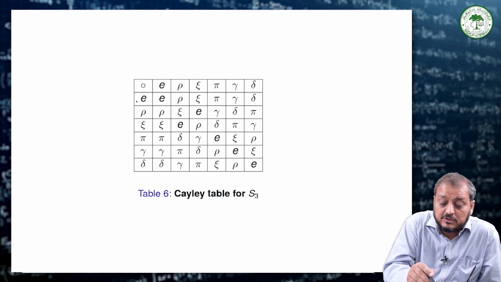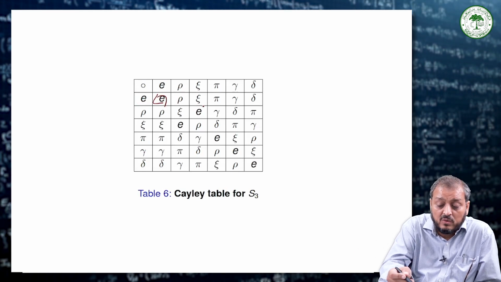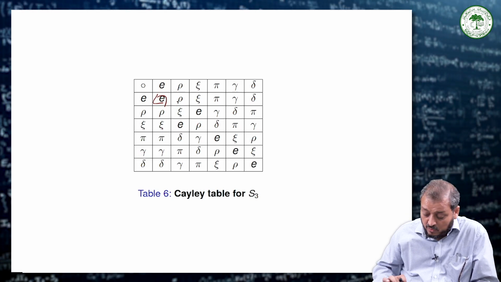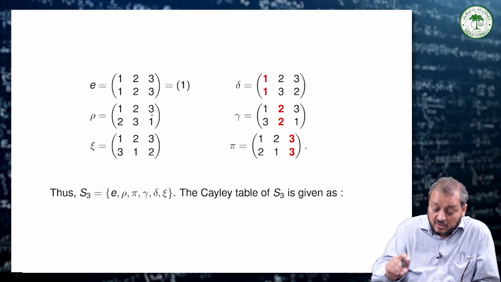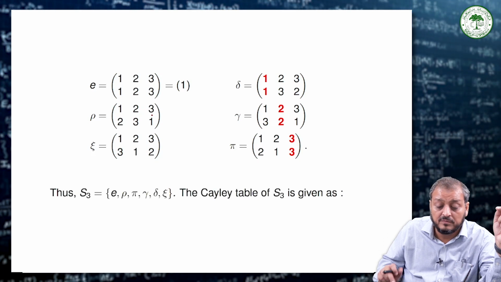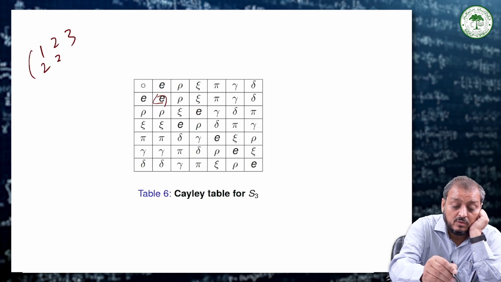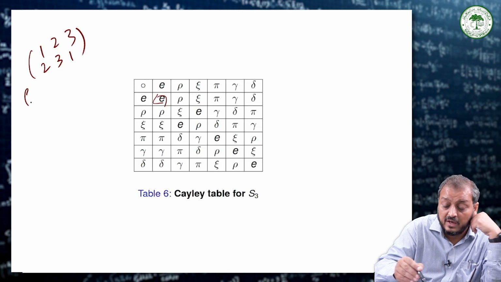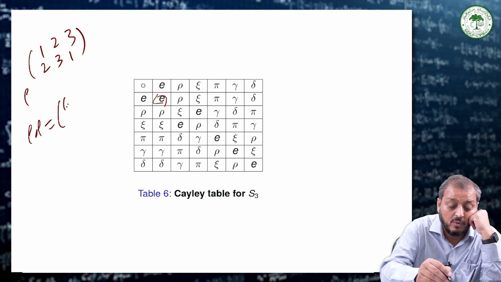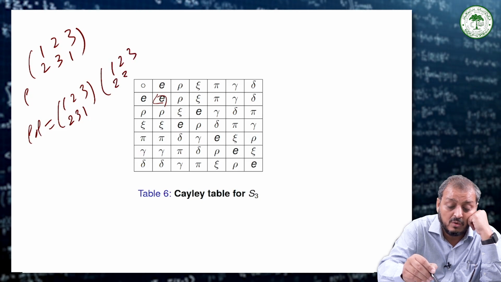Now we take the composition of identity and identity, which is equal to identity. The identity composed with rho is clearly rho, and this is not a problem. We take the composition of rho and rho. Sorry, rho is equal to 1, 2, 3 over 2, 3, 1. So we can just say that 1, 2, 3 over 2, 3, 1 is equal to rho. Now we take the composition of rho with rho. So rho composed with rho is 1, 2, 3 over 2, 3, 1 composed with 1, 2, 3 over 2, 3, 1.